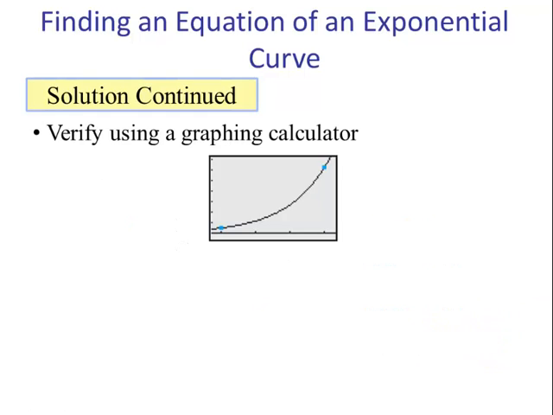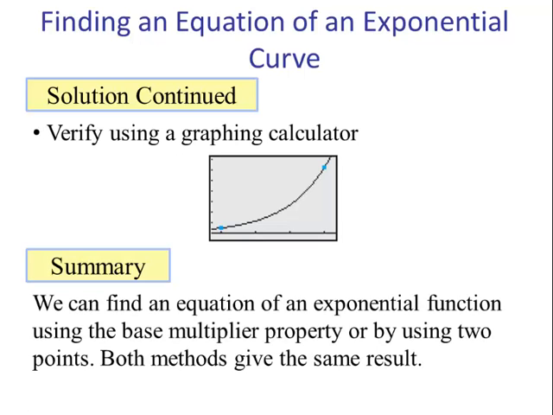So to verify this using the graphing calculator, we put the equation in y1, we hit graph, and then we can use our trace feature for the 2 points. Summary: we can find an equation of an exponential function using the base multiplier property or by using 2 points. Both methods give the same result.